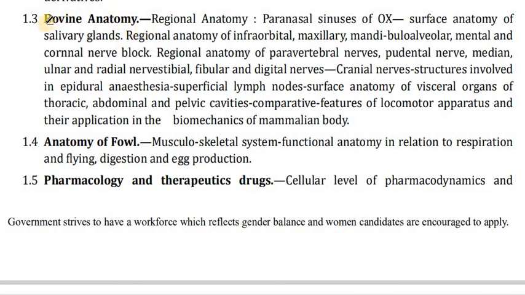Bovine anatomy, regional anatomy, surface anatomy of ox, salivary glands, regional anatomy for infraorbital, maxillary and mandibular, mental and cornual nerve block, regional anatomy of paravertebral nerves, pudendal nerves, median, ulnar and radial nerve, tibial, fibular and digital nerves, cranial nerve structures involving epidural anesthesia, superficial lymph nodes, surface anatomy of visceral organs of thoracic, abdominal and pelvic cavities, comparative features of locomotor apparatus and their applications in the biomechanics of the mammalian body.